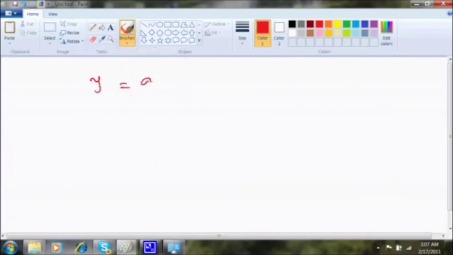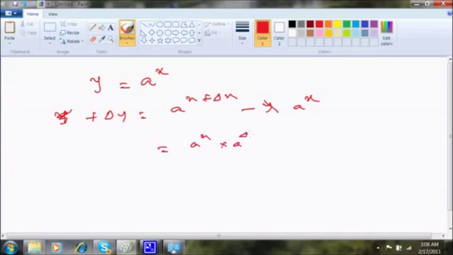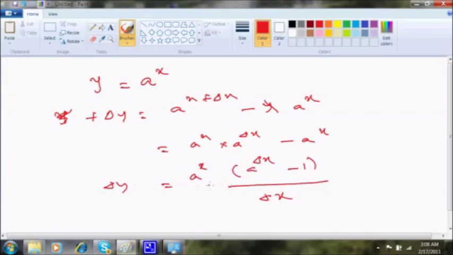If it is y equals a to the power x, the very same trend: y plus delta y is a to the power x plus delta x, minus y, which is a to the power x. So it's a to the power x into a to the power delta x minus a to the power x. So this is a to the power x into a to the power delta x minus 1. Finally I'll divide by delta x, place a limit here, delta x tends to 0, and the formula is a to the power x minus 1 by x, limit x tends to 0, is log a.